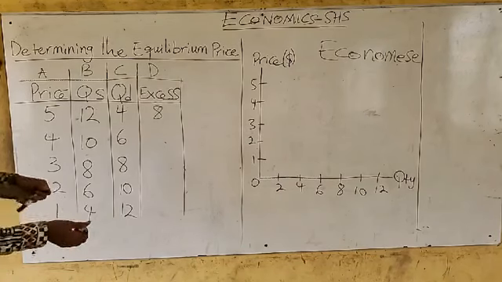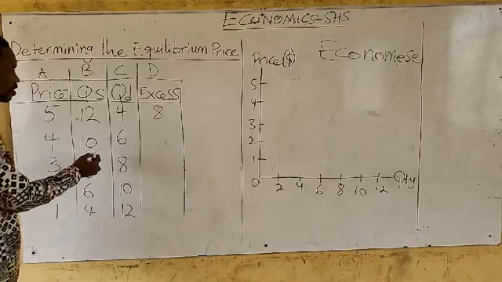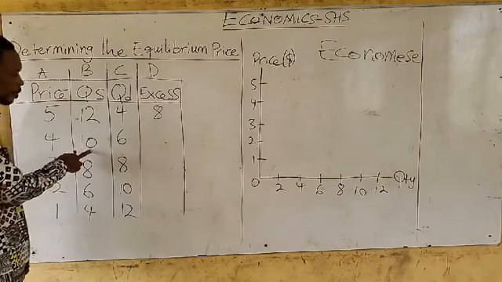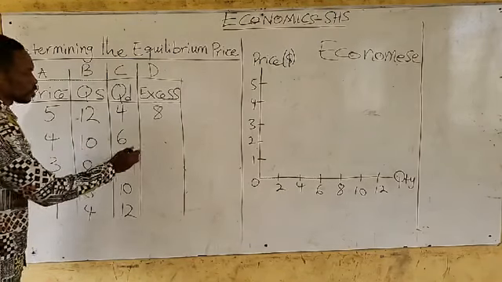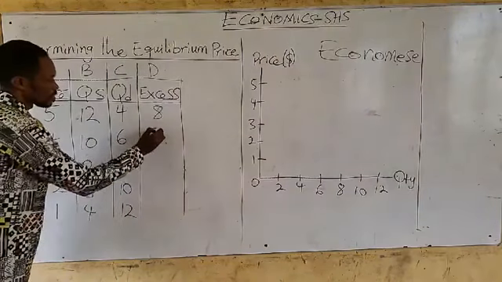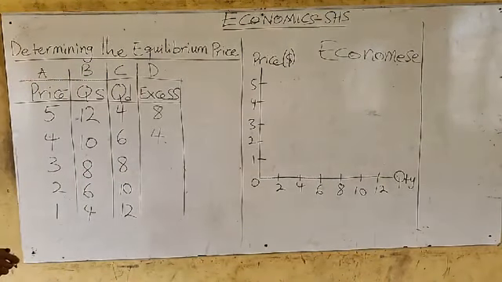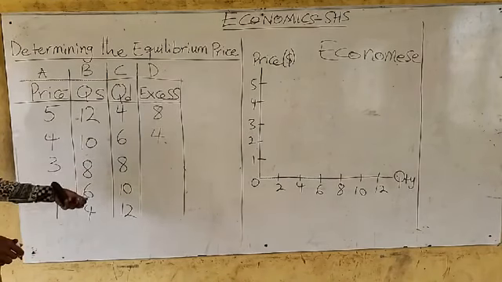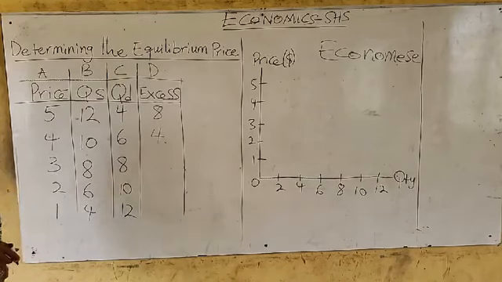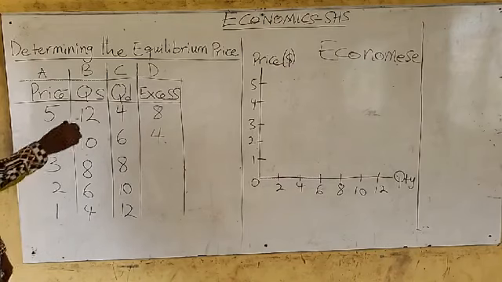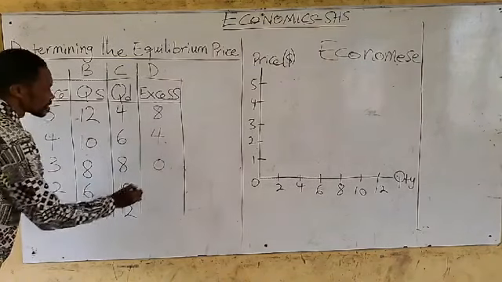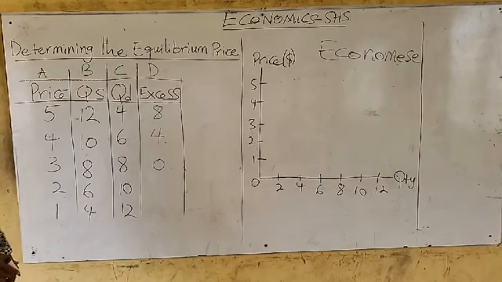Alright? So the price reduces to 4, and she brought 10 to the market, and 6 was bought. What is the difference? The difference is 4. Let's go to the price of 3. You notice that she brought 8, and 8 was bought. What is the difference between the two? You see, this is 0. Everything has been bought.